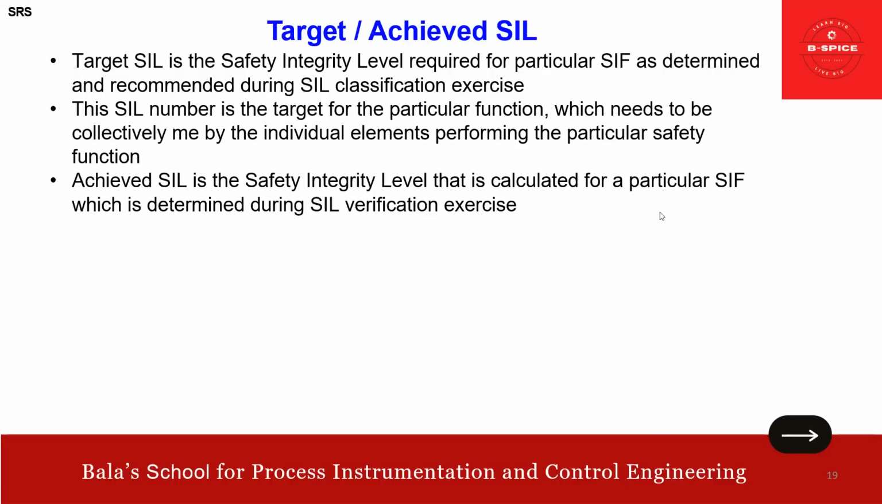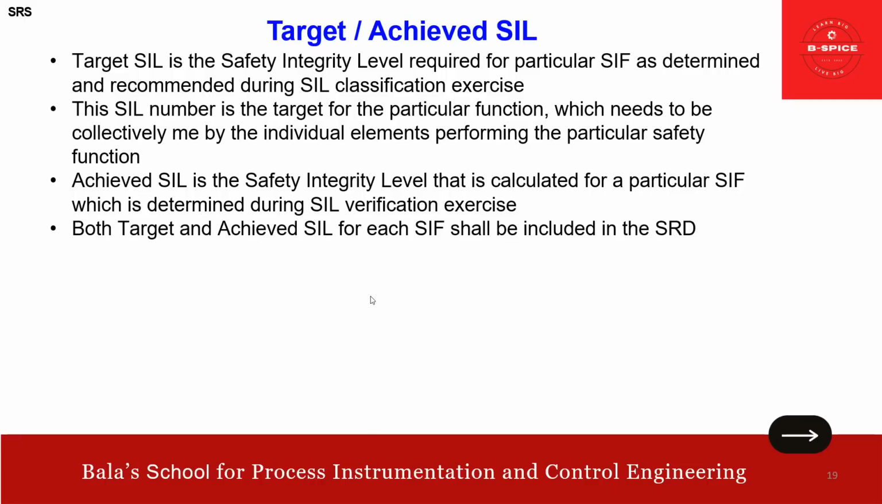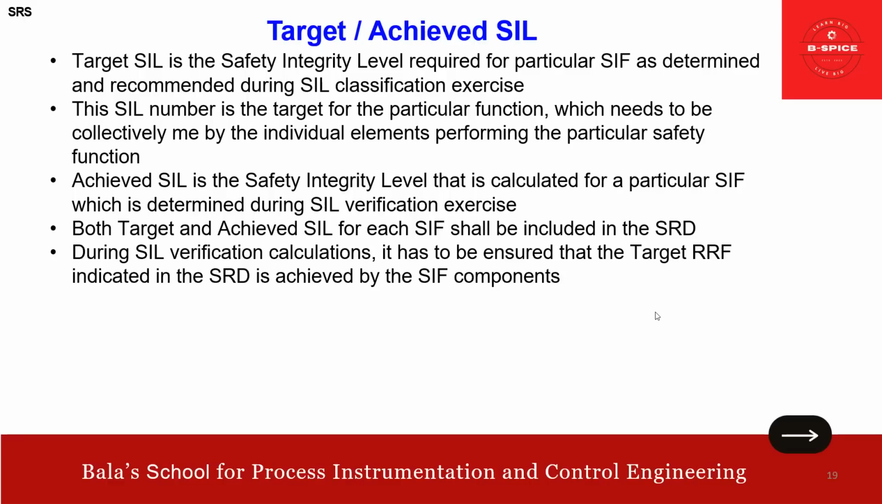Achieved SIL is the safety integrity level that is calculated for a particular SIF, which is determined during the SIL verification. Target SIL, always remember LOPA, SIL classification. Achieved SIL, always remember verification. Here, for example, target SIL 2 is the target which we arrived at during the LOPA. Then we need to see whether that is met during the SIL verification exercise. Both target and achieved SIL for each SIF shall be included in the SRD.